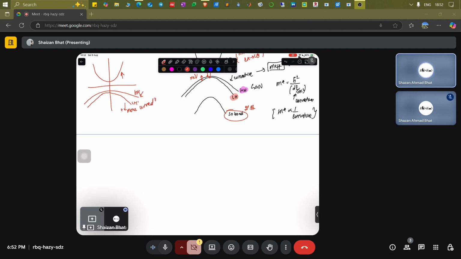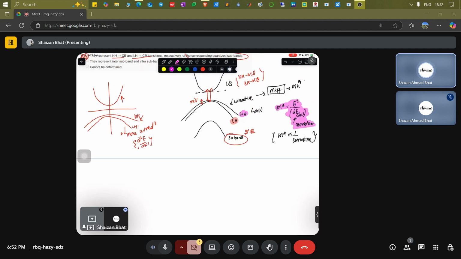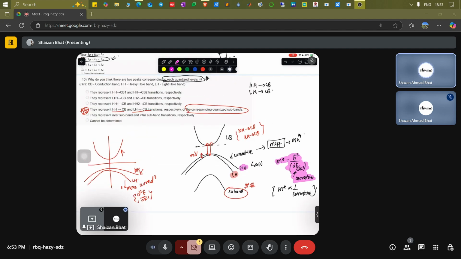And what does the curvature mean? It's basically ∂²E/∂k². And how does it affect the effective mass? You just have to go back to how you define or understand the effective mass concept. You can brush up those concepts again, and you will be able to understand why these curvatures determine the effective mass of the electrons.